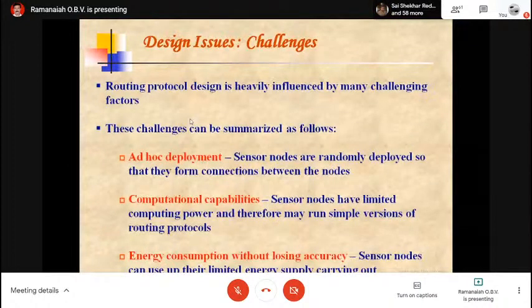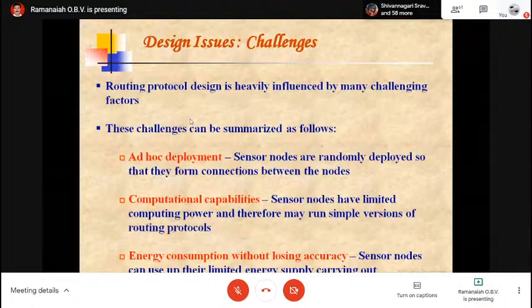Routing protocol design is heavily influenced by many challenging factors. So this is the reason why there is a lot of research on routing in MANETs, routing in WSN, right? Energy efficient, energy aware, quality of service aware routing, right? So that is the point. These challenges can be summarized as follows. Right, so the challenges, the first thing is ad hoc deployment.